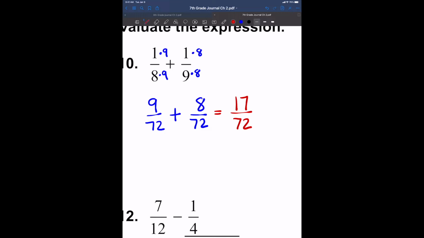17. Is there anything times anything that gets you 17? No. So when I ask that, I'm wondering, can I reduce this? No. That's my final answer. Go and circle it.